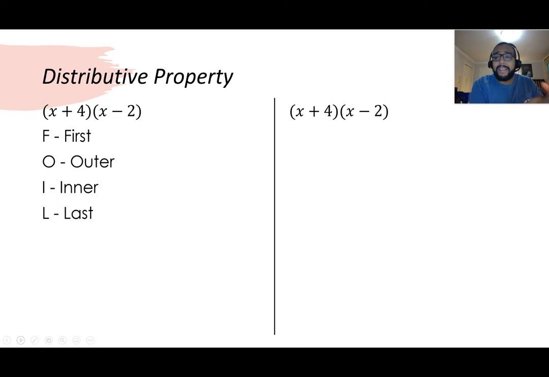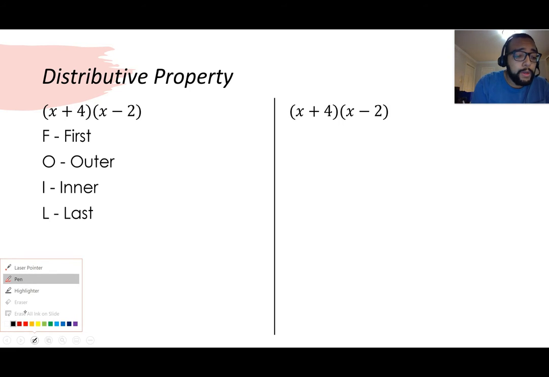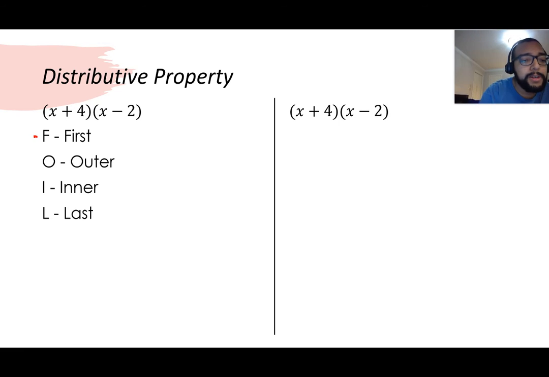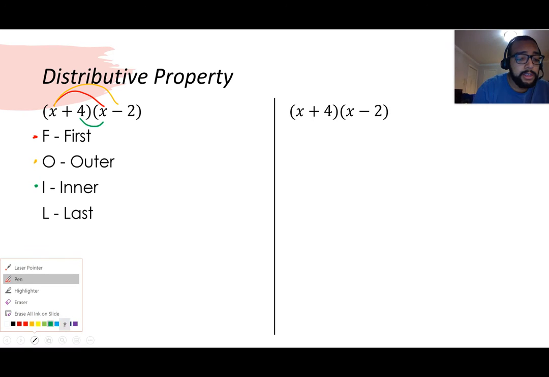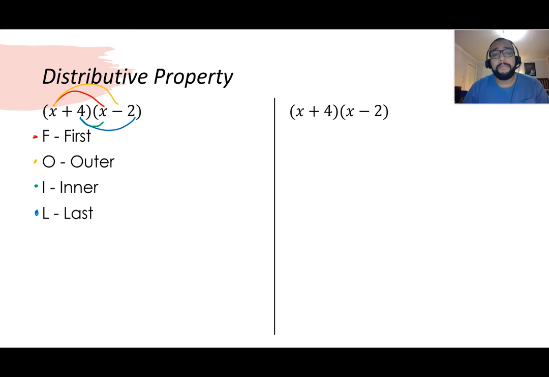So for this case, on the left side, I'll do FOIL just for y'all, and on the right side, I'll do the box method that we also learned. Okay, so on this first one here, and I'll do different colors because I have that ability. My first 2 terms is going to be x times x. My outside 2 terms is x times -2. Inside 2 terms is 4 times x. And my last 2 terms are going to be 4 times -2.